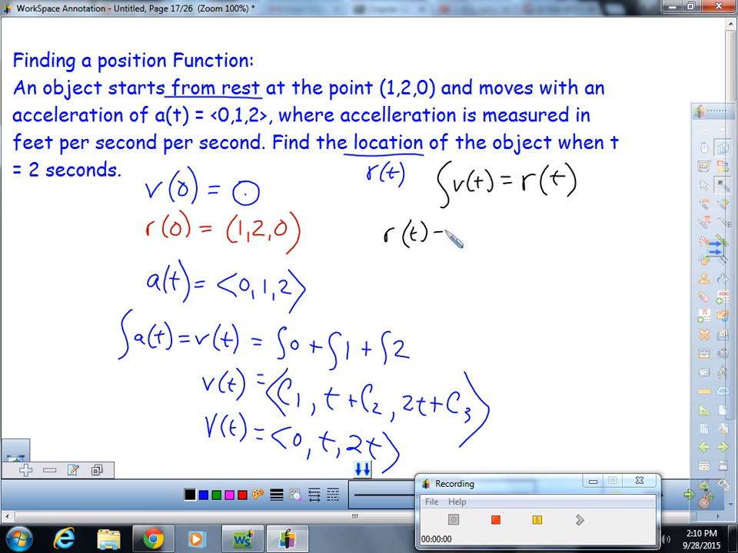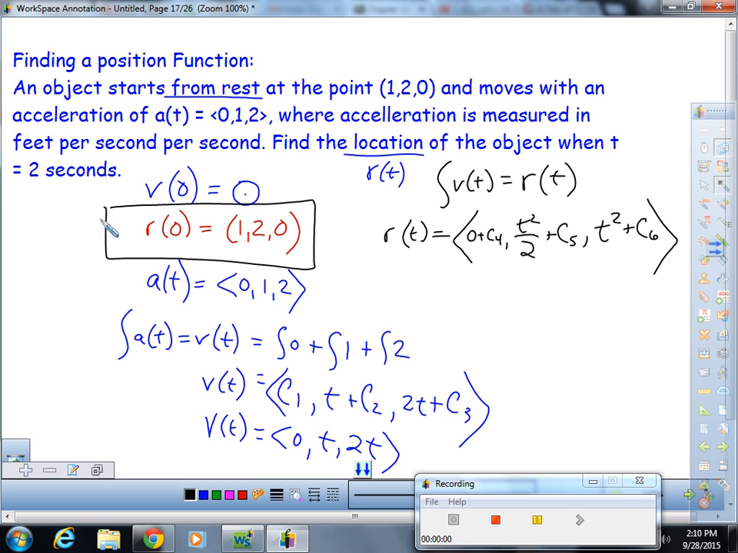Well, r of t, the integral of 0 is still 0 plus, we'll call it c4. So it's 0 plus c4, comma, the integral of t is t squared over 2 plus c5, and the integral of 2t is 2t squared over 2. So that's just t squared plus c6. But we have some information. R of 0 is 1, 2, 0. So that means C4 is 1. Can you see that?